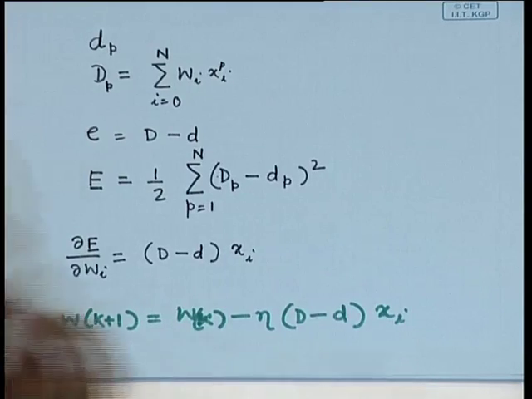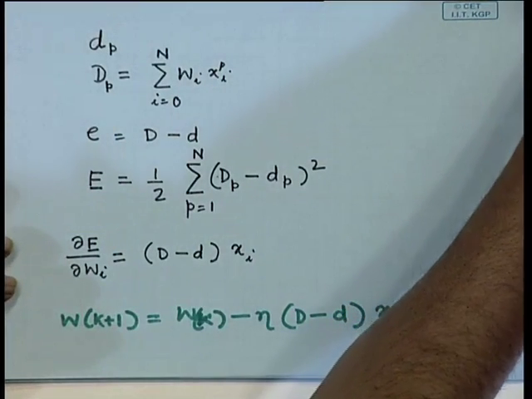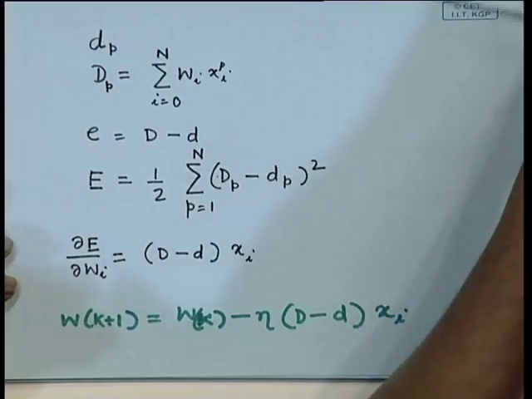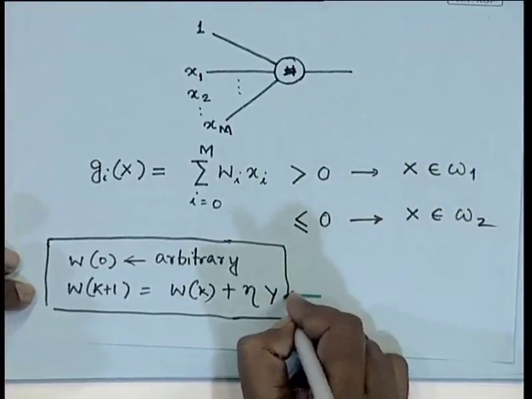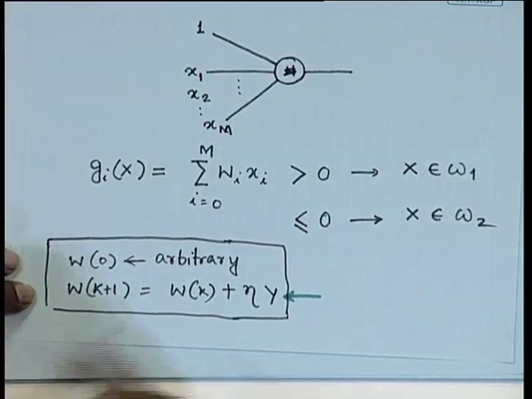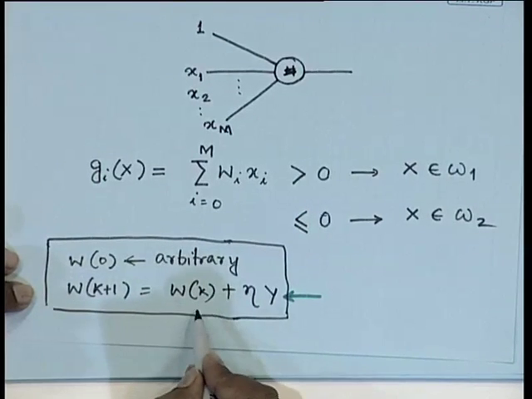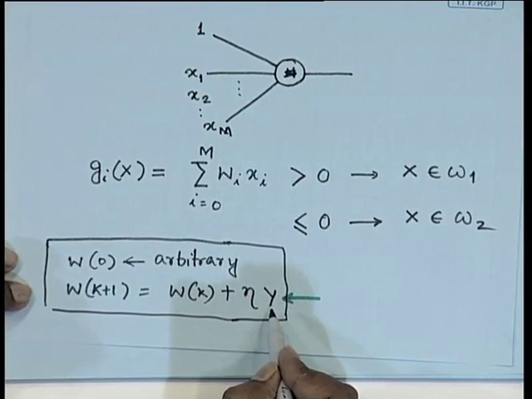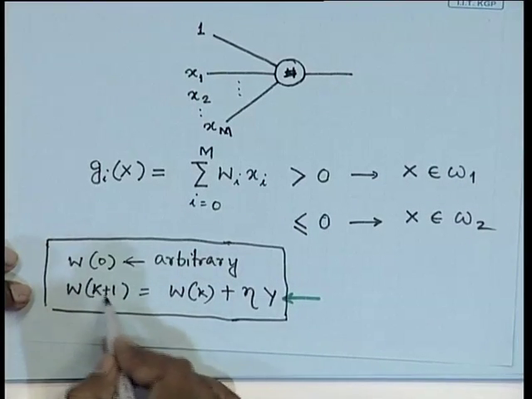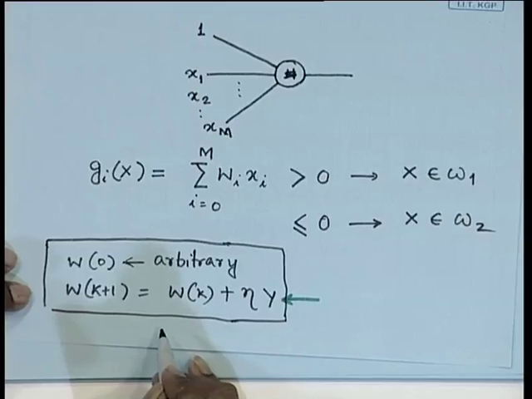So, you find the difference between what we had in case of perceptron criteria. In case of perceptron criteria, our weight updation rule was something like this, that w k plus 1 is equal to w k plus eta times y, where y is the vector. So, the entire weight vector was being modified simultaneously.